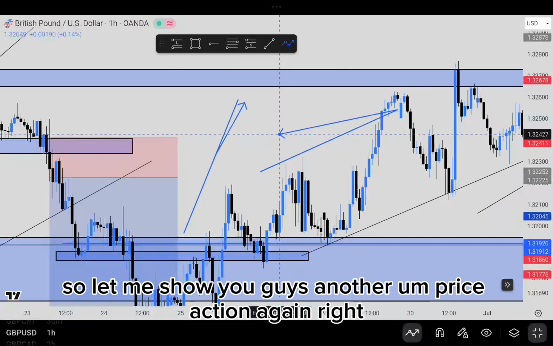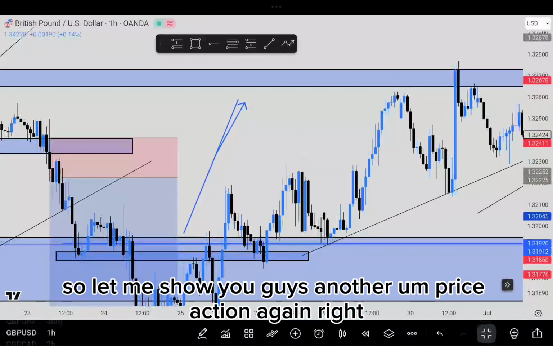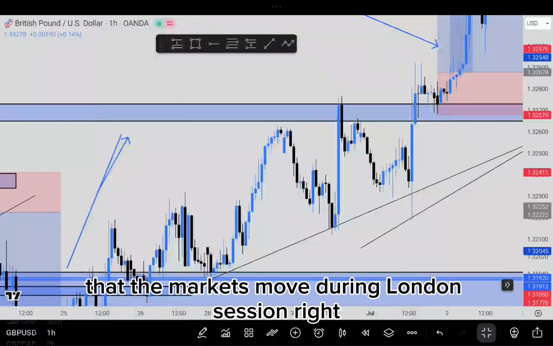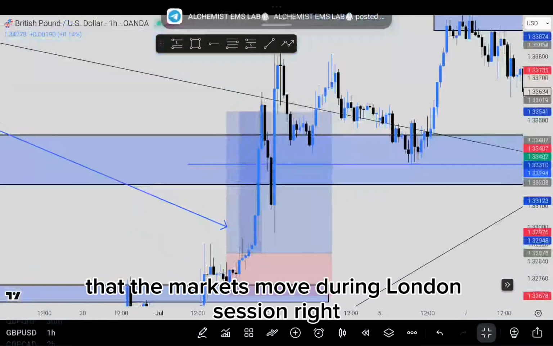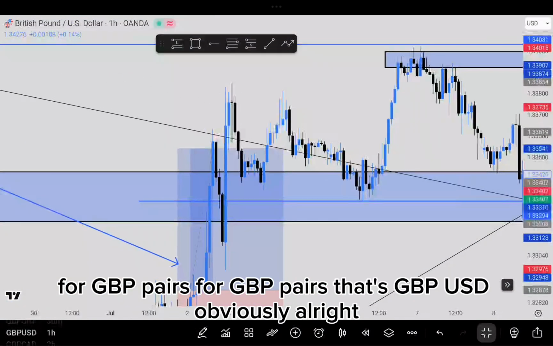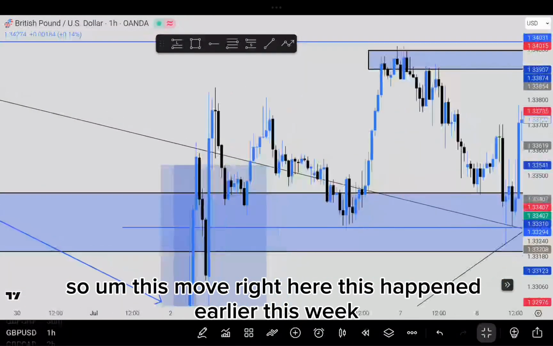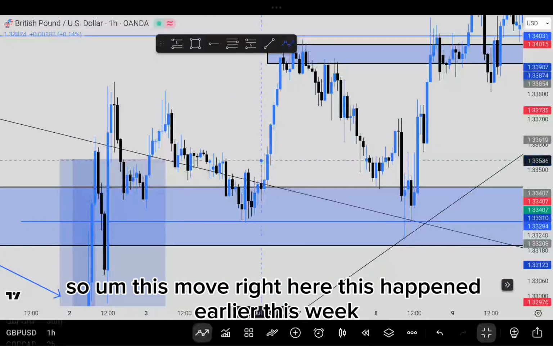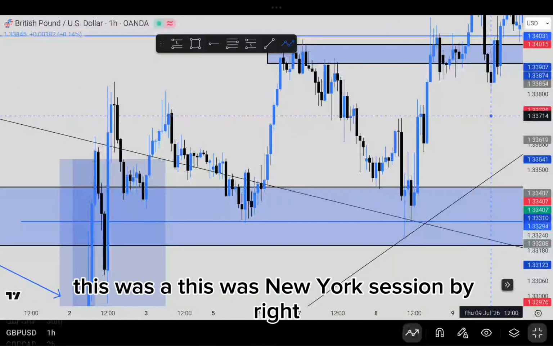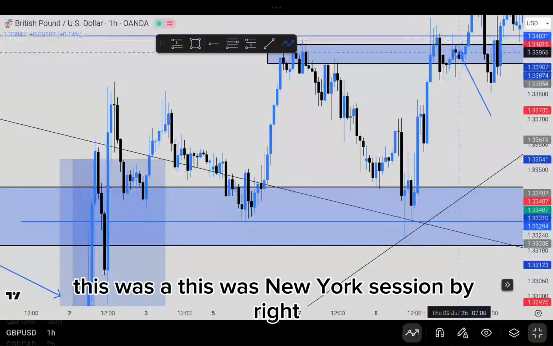Let me show you another price action where the market moved during the London session for GBP pairs. This move right here happened earlier this week. This was a New York session buy.